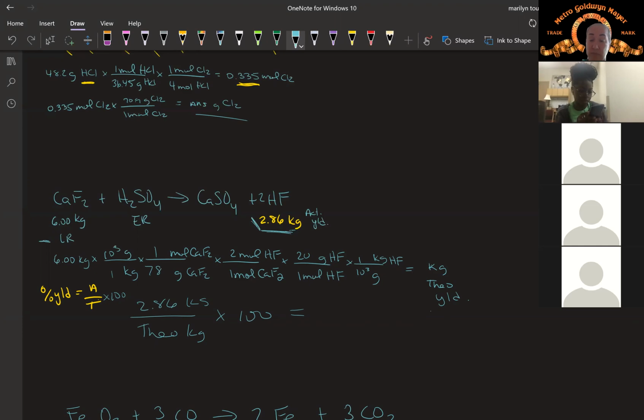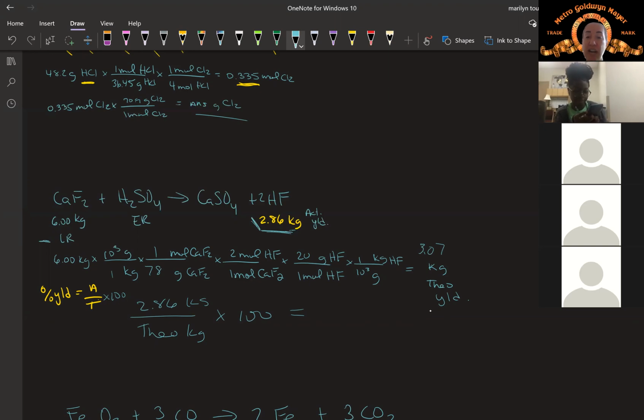I got 3.07. 3.07 kilograms, which I don't know if that's right, but at least that seems logical because it's a higher number than what they actually got.